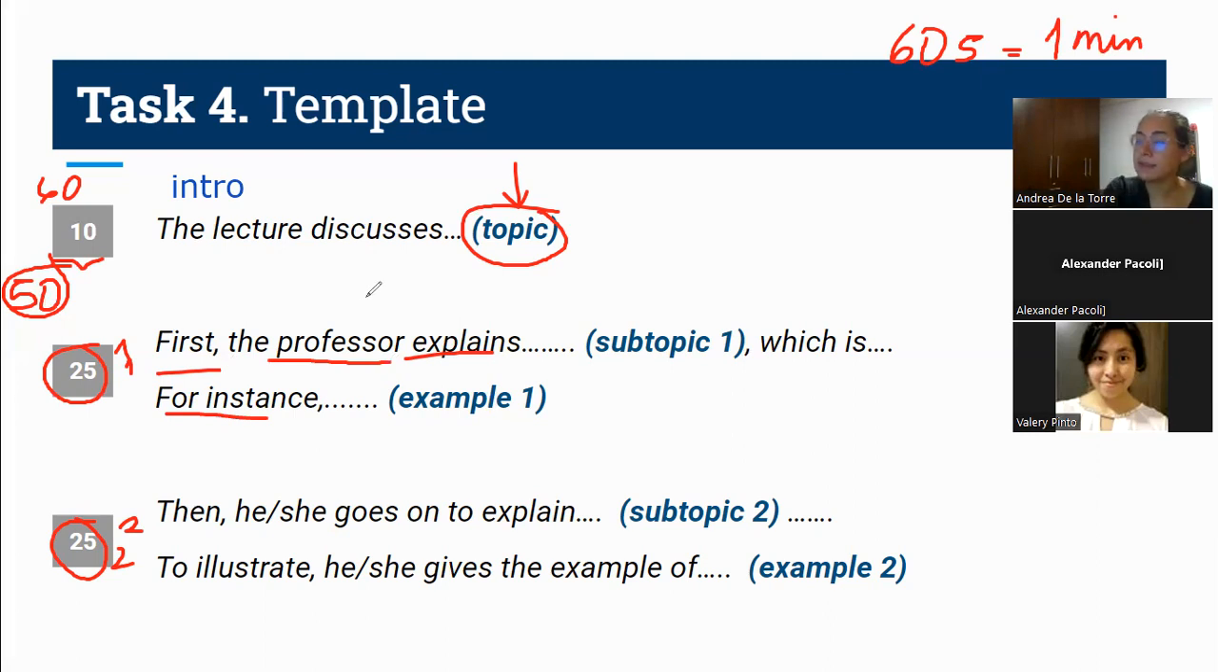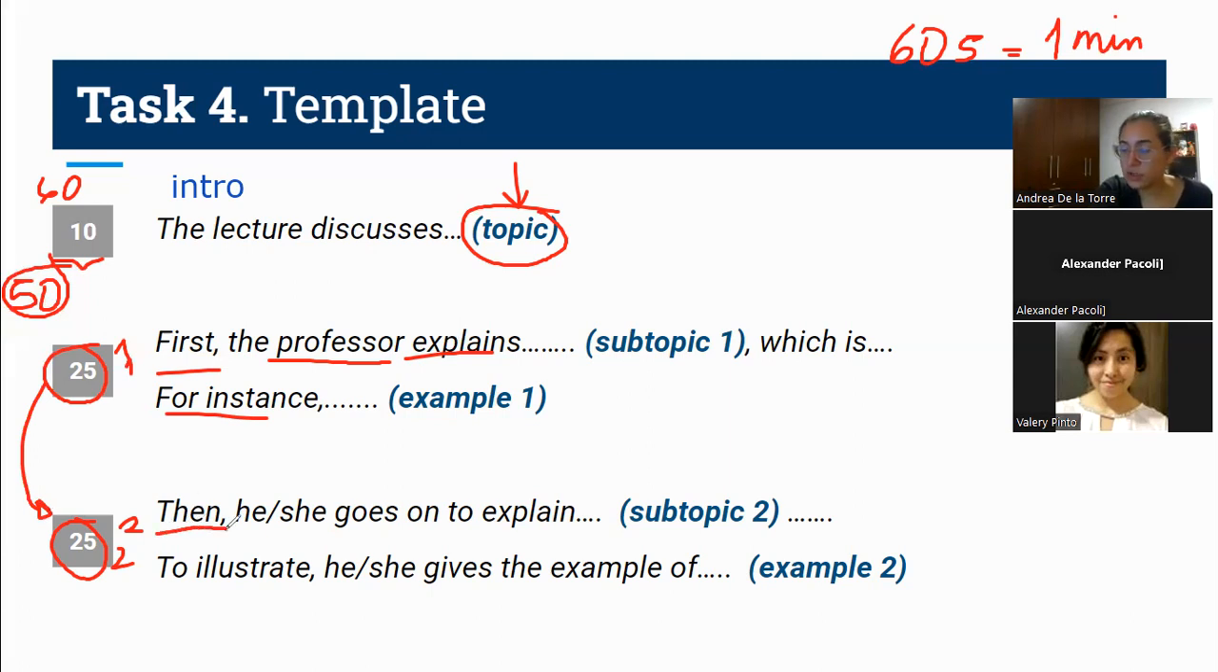So for example, in this case, you could say, first, the professor explains reliability, which is where you define it, right? And then you say, for instance, and you give the example. With cars, this and this and that. And then once you have said everything about the first topic and example, you go to the second one, and you have 25 seconds to complete the response.